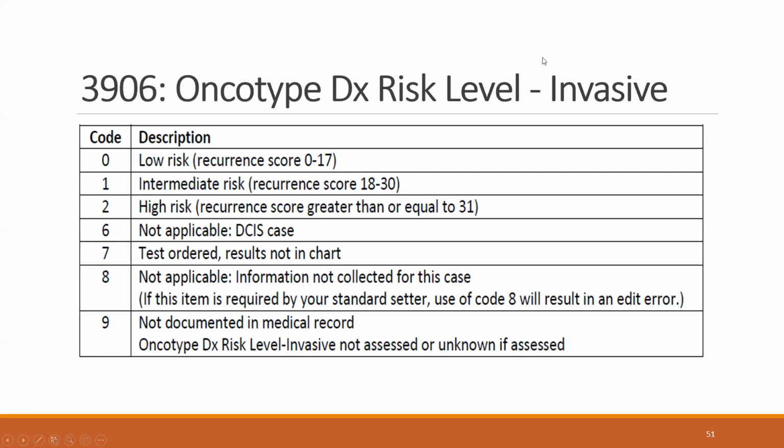Okay, so then you also want to look for the risk level. From that score, they give you a risk level. You can see here, if you don't have the risk level stated, low, intermediate, or high, you can take that score and plug it into one of these, and you can still code the risk level. So that way you can have both of these. You will have the score and the risk level. It's either going to be for the invasive or the in situ.